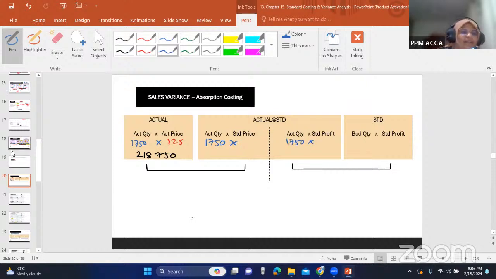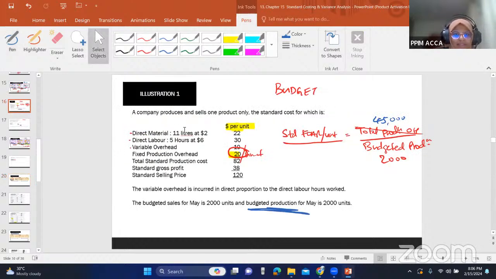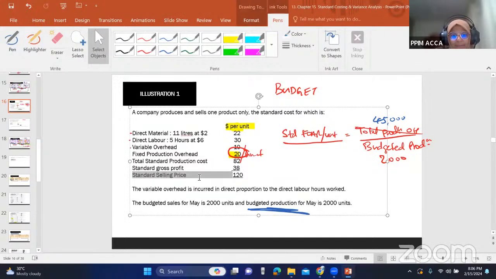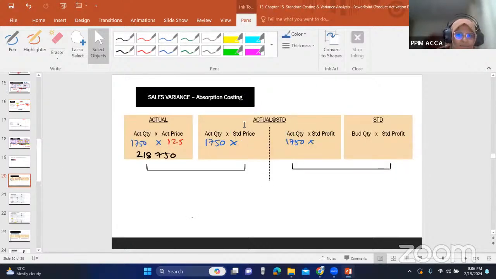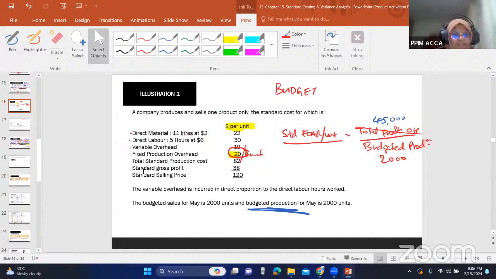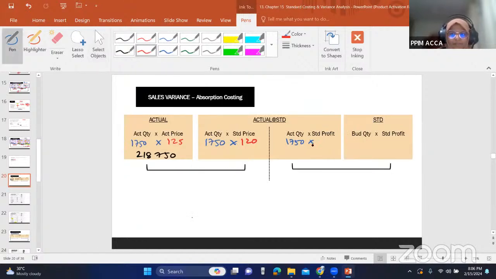Standard price. So standard means we have to go to the budgeted part of the question. They're saying the standard selling price is 120 per unit. Straight away it's given to us, so we don't have to think too much. We can put 120. Then standard profit. Let's go back to the question. Standard gross profit, 38. Can put that as well. And here again they're asking for standard profit, so 38.